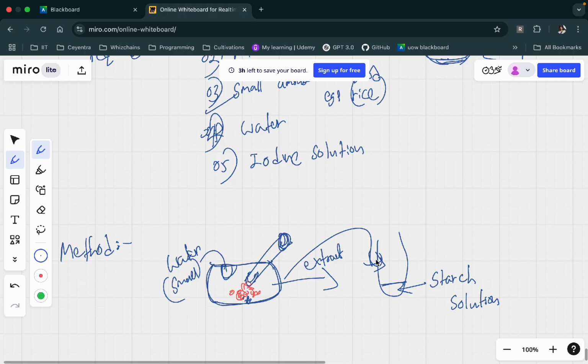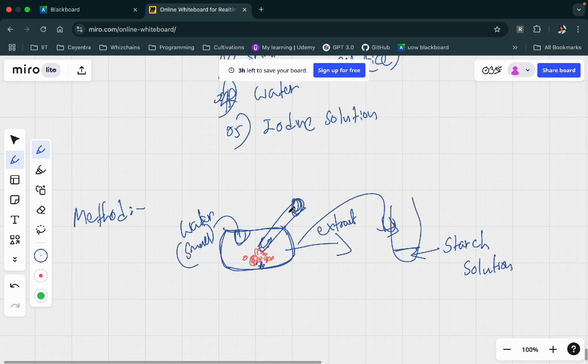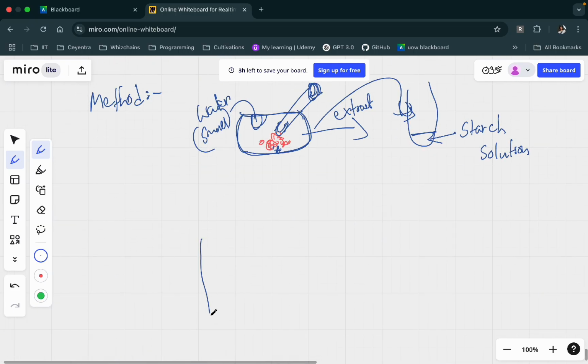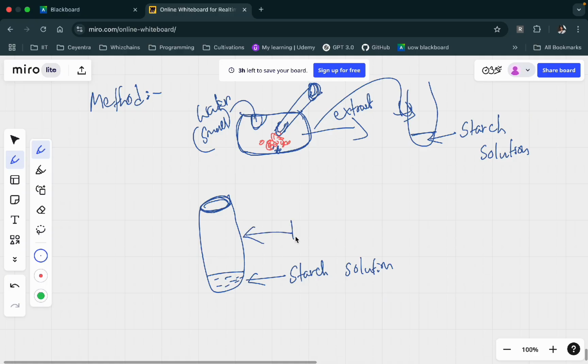Then you need to put this starch solution into a test tube. Into the test tube that we have got. Then we have our test tube. Messy pictures. Then we have a test tube like this. Don't think more about my drawing skills. Then we have our starch solution here. This is the starch solution. Then what do we need to do? This is our test tube.